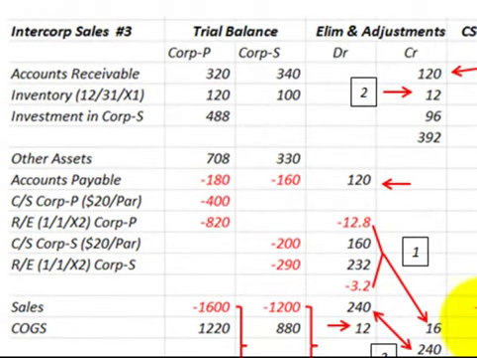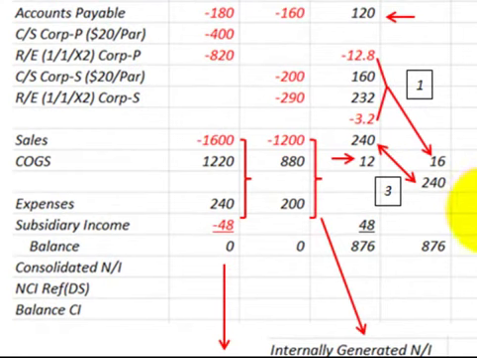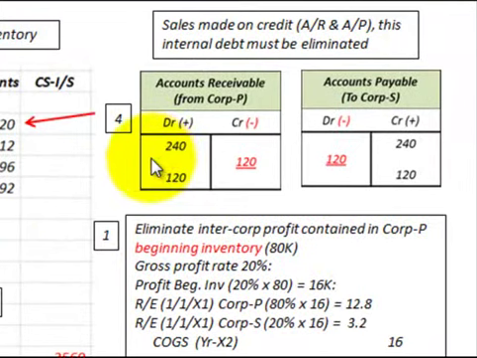And then next, to eliminate the ending inventory profit, we'd go up toward the inventory account at 12/31 X1, and we'd credit that for $12,000, and then our cost of goods sold, we would debit that for $12,000. And then we have to eliminate the intercompany merchandise sales to avoid any double accounting. So we'd debit sales for $240,000, and then we'd credit cost of goods sold for $240,000.